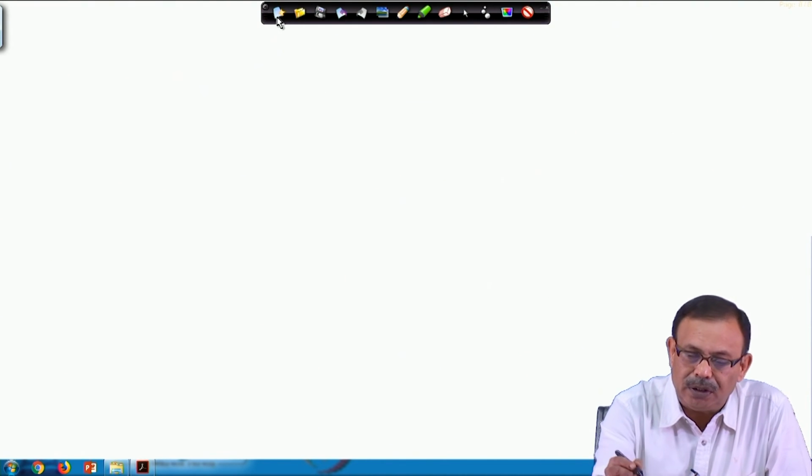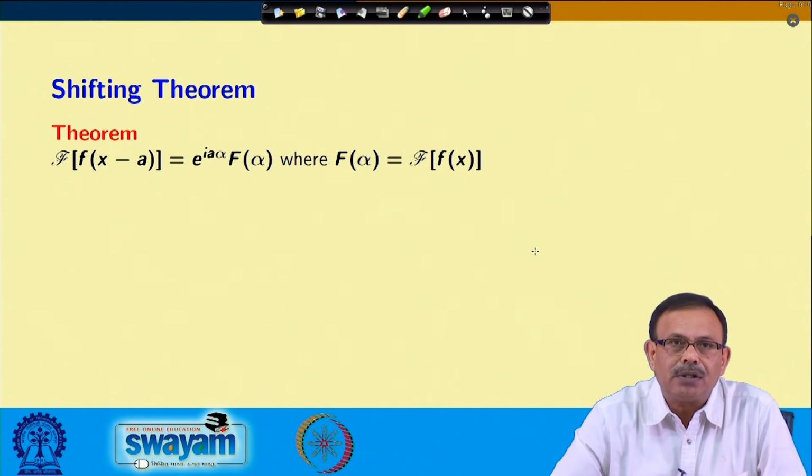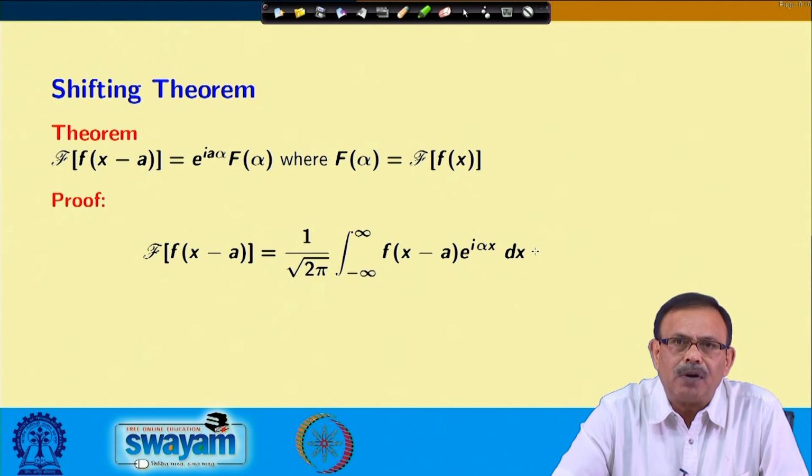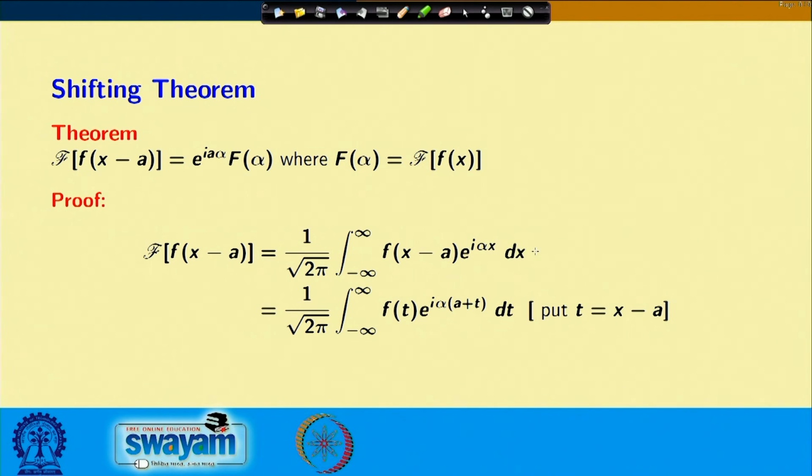So, let us see this thing once more. Here it is, we have to prove this. From the definition of Fourier transform, we write Fourier transform of f of x minus a equals 1 by root 2 pi integral from minus infinity to infinity f of x minus a into e power i alpha x dx. Substitute t equals x minus a, so that this equals 1 by root 2 pi integral from minus infinity to infinity f t into e power i alpha into a plus t dt.